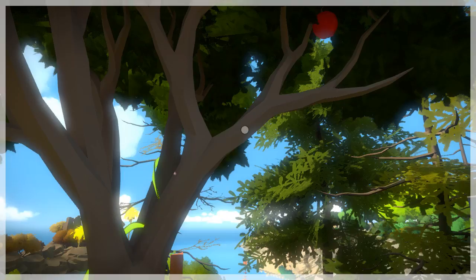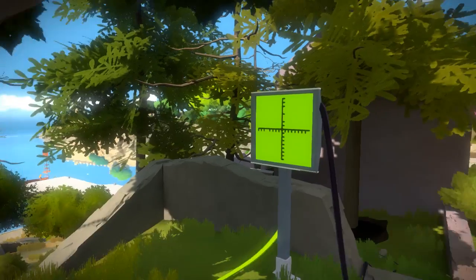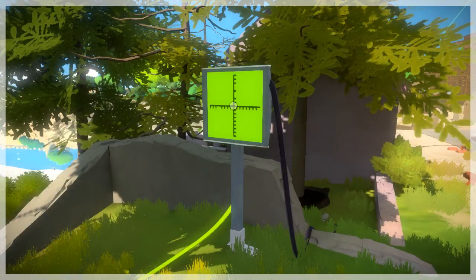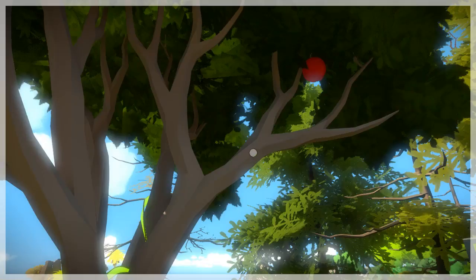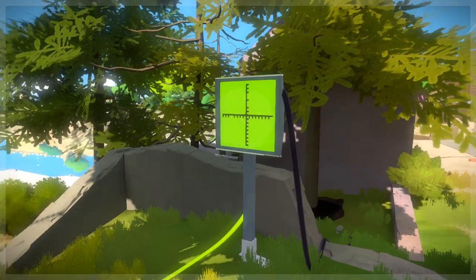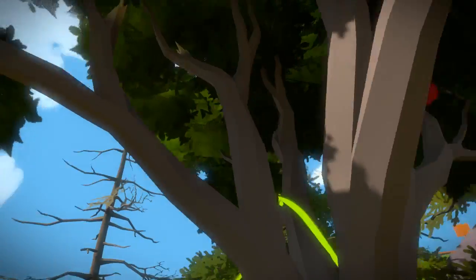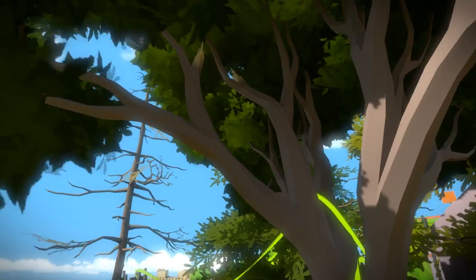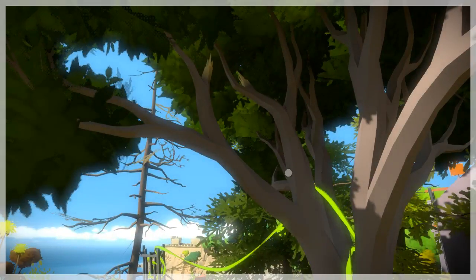Let me look at this again. Five. It could be 2 or 5, but... Okay, let me look at the one with the two broken branches, because that one we can easily figure out what's going on here.